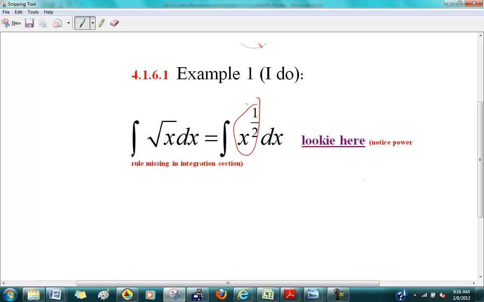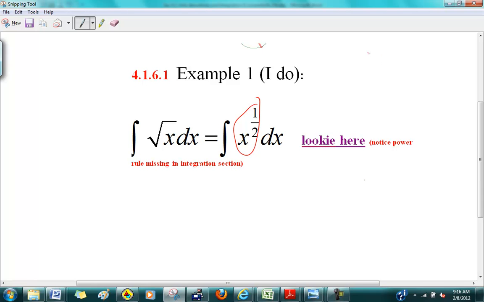Anybody found it? Formula 5. Power rules. Is there a power rule in the front of the book? No, that's exactly what I want you to do. It's not in here, so you better write it down. It's not on this. So you might want to write that down.